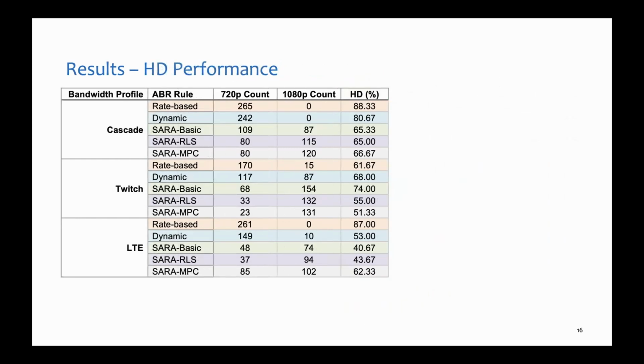If you look at the HD performance, it's very interesting to see that the overall HD performance for rate-based and dynamic are not that bad. But if you dive into the details, you see that they are never able to get 1080p content. They are never able to fetch those segments. For Cascade, for Twitch, they download a bit. For LTE, again, they are almost never able to download anything in 1080p, whereas SARA is able to get even half of the segments in 1080p. So when it matters, SARA is able to get the high quality segments, and then hopefully that will give the viewer a better user experience.